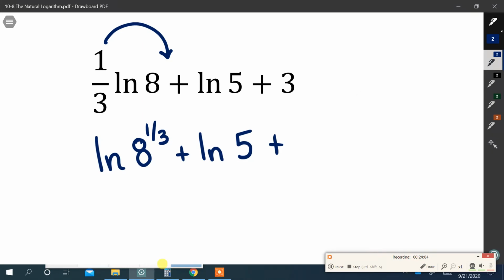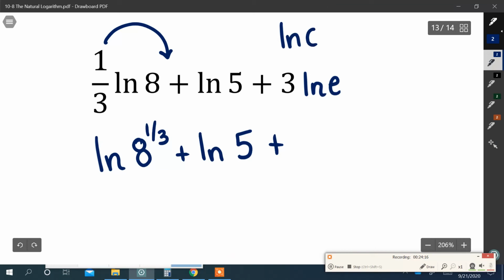We have 3, technically this is the same as 3 times 1. I could rewrite this as the natural log of e, because the natural log of e, remember, is 1, so this right here is 1. So I'm going to put this 3 right there, so it's going to be natural log of e to the 3rd.